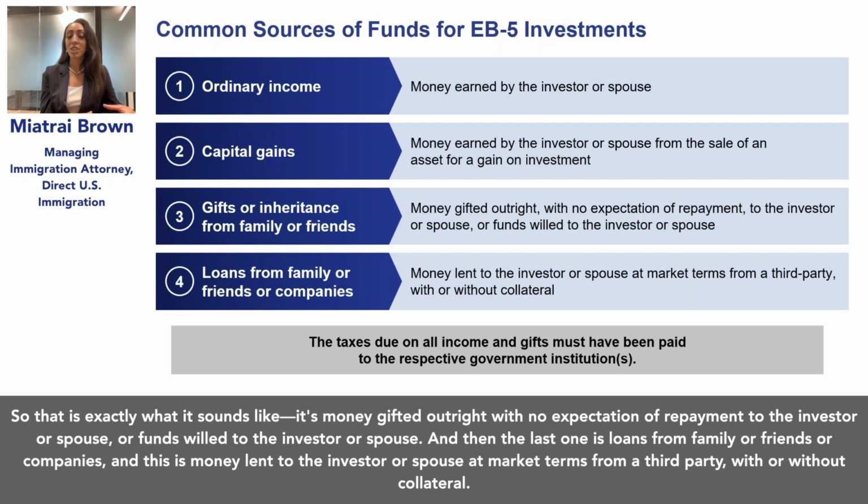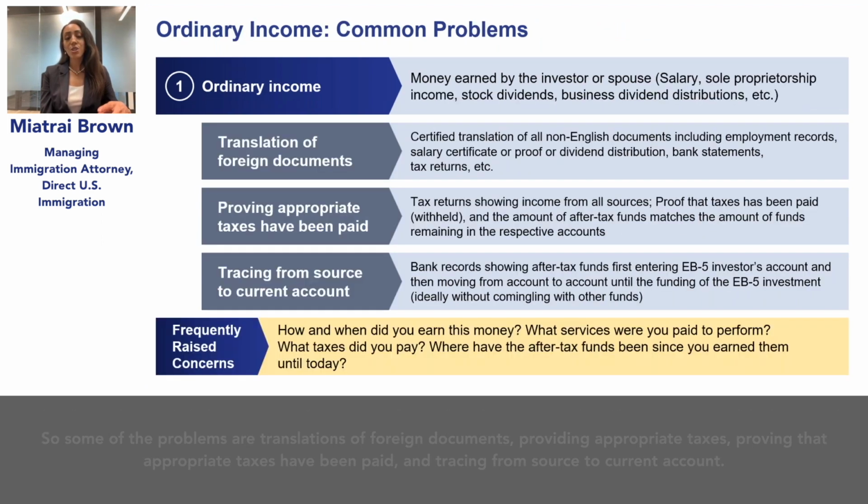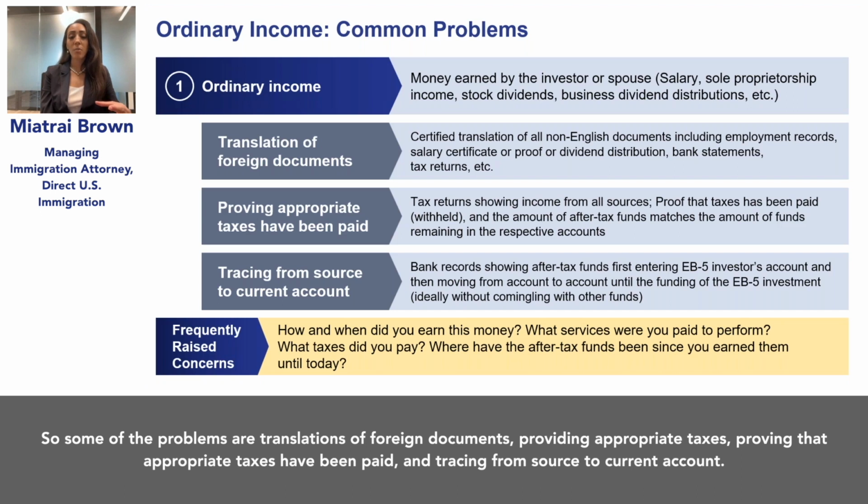And then the last one is loans from family or friends or companies. And this is money lent to the investor or spouse at market terms from a third party with or without collateral. So, some of the problems are translations of foreign documents, providing appropriate taxes, proving that appropriate taxes have been paid, and tracing from source to current account.